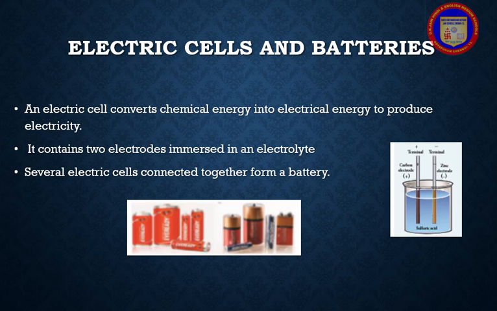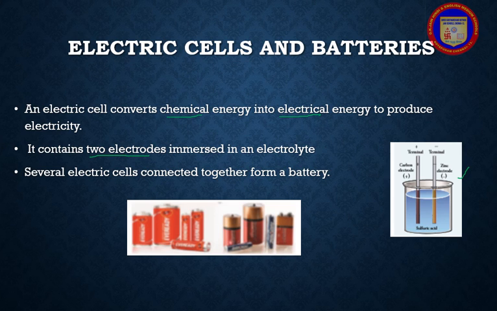Electric cells and batteries. An electric cell converts chemical energy into electrical energy to produce electricity. It contains two electrodes immersed in an electrolyte. It is shown in the diagram. Several electric cells connected together form a battery.